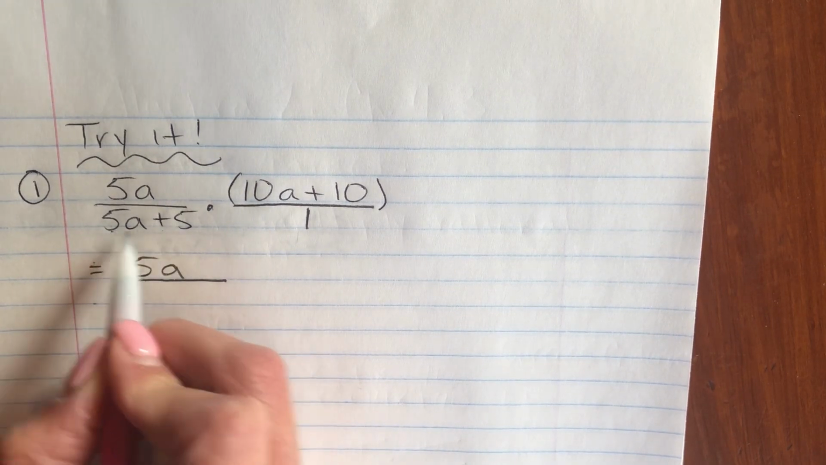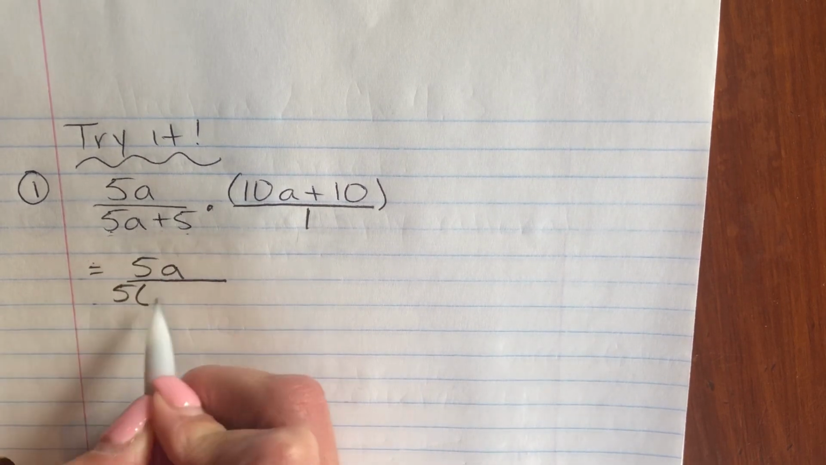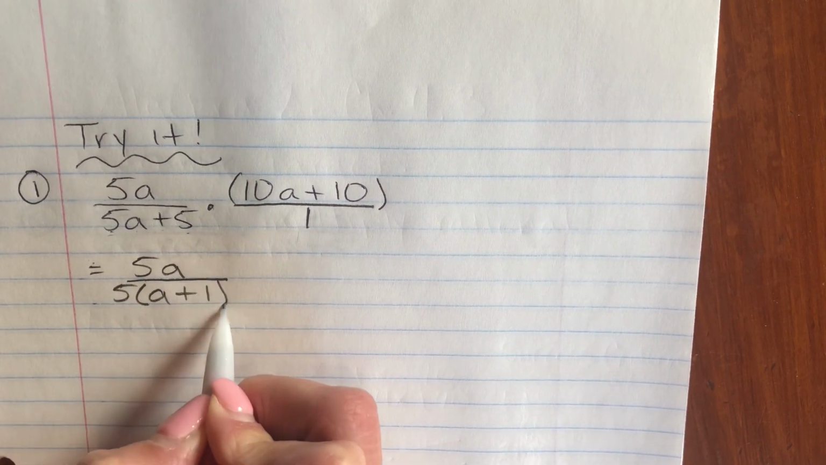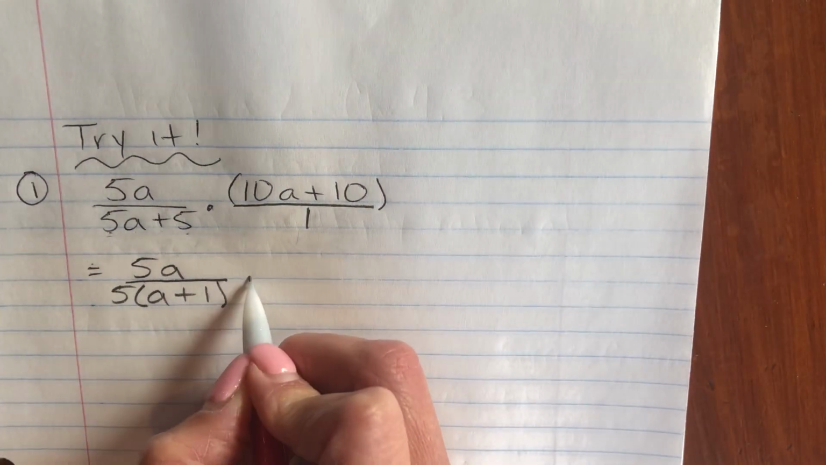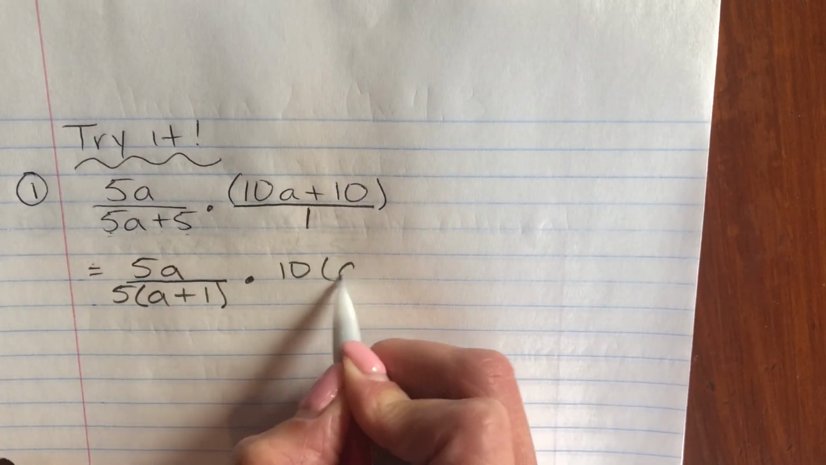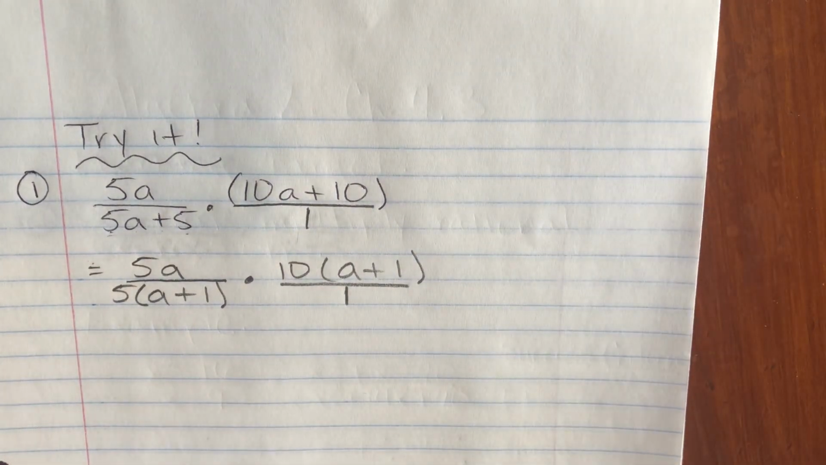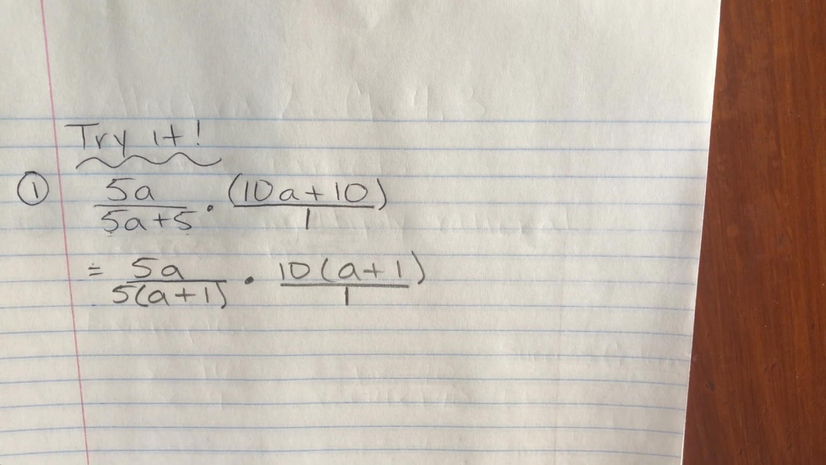5a plus 5. They both have a 5, so I'm going to factor out that 5, and I'm left with a plus 1 there. This one I can take out a 10. Again, a plus 1 over 1. Okay. Factored as much as I can.